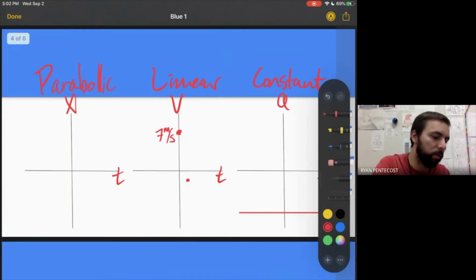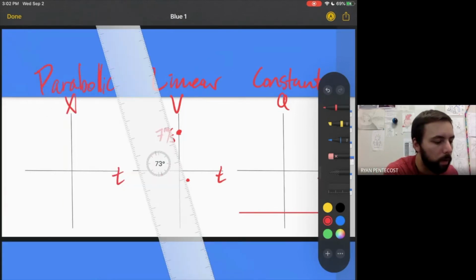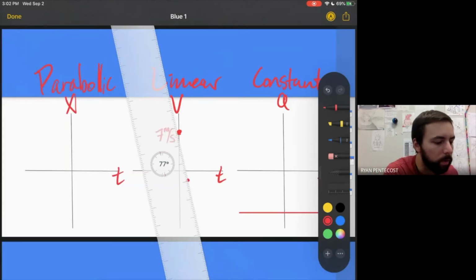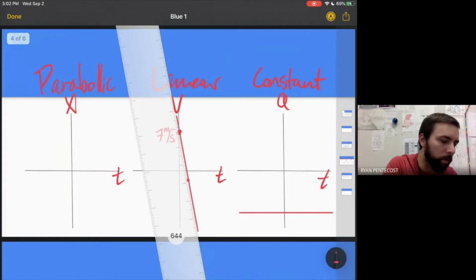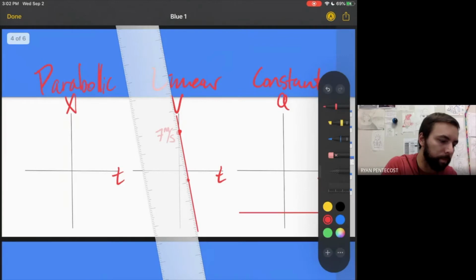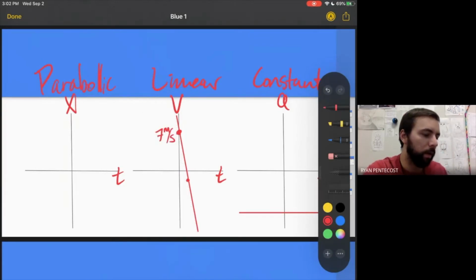So let's get that ruler back up. Again, don't quote me on this slope. This is all approximate. There you go. That's not bad. Okay, so that's what our slope's going to look like.